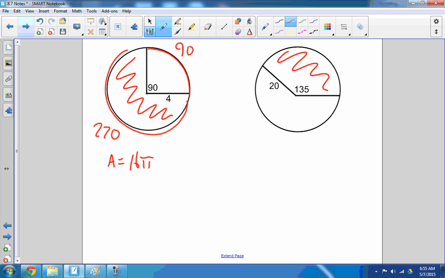Our percentage is 270 divided by 360, and that is 3/4. So now I multiply those. So 3 times 16, we got 48 over 4 pi, which reduces to 12 pi.